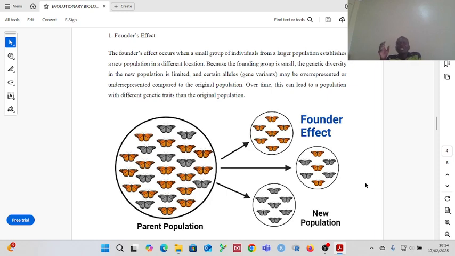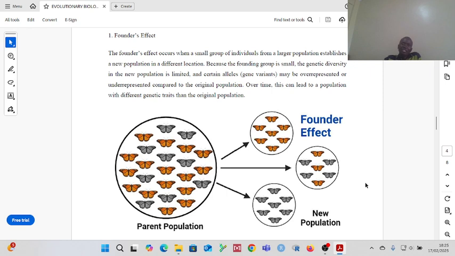Meaning the genes they carry, they are also smaller in number. So the different genes that the small population carries within them, you cannot compare. What we call the genetic diversity of that small population is smaller compared to the parent population. So it is possible that some genes, some alleles may be either overrepresented or underrepresented compared to the parental population.